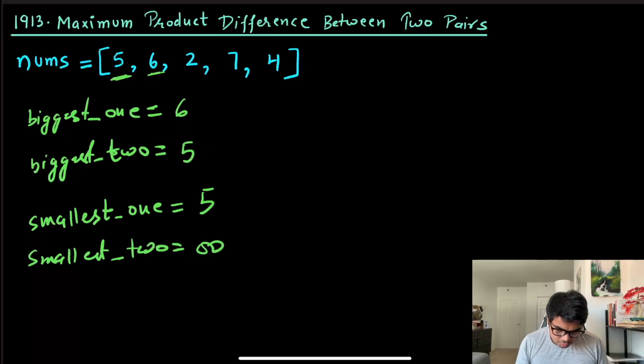Then smallest 1 is 5, and now smallest 2 is 6. Now I'll check, is my smallest 1 lesser than 6? Yes, it is. Is my smallest 2 lesser than 6? No, it is not, it is greater than 6. So I will remove this and place 6 right here. Okay, now 2. Is 2 greater than my biggest 1?